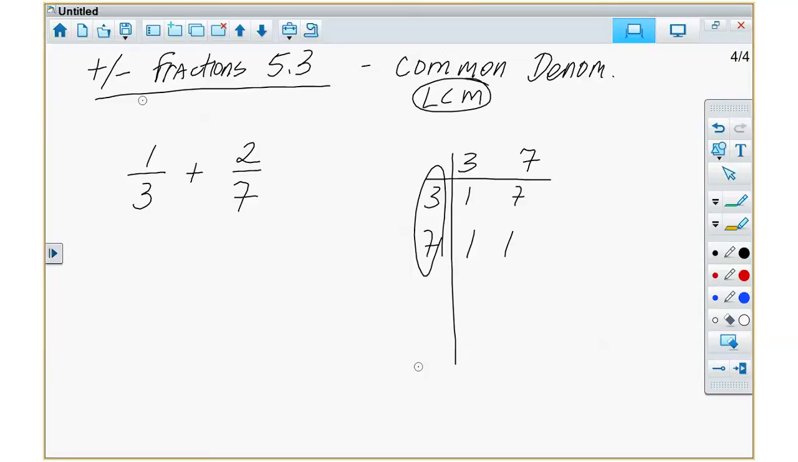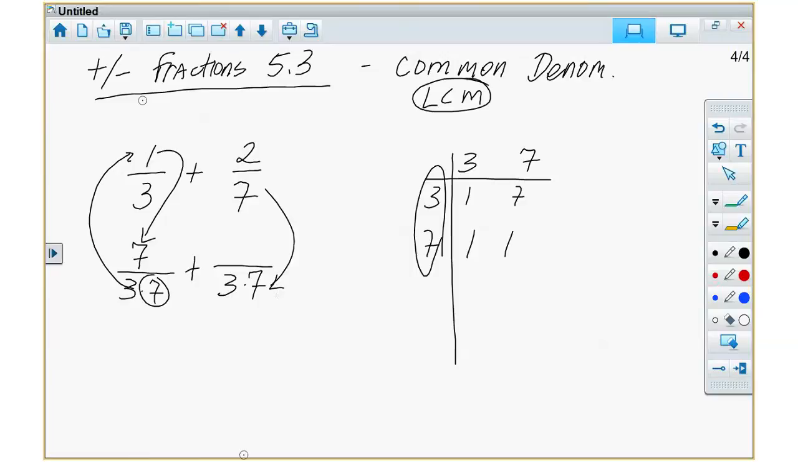Now I'm not going to write it as 21. I'm going to write it as 3 times 7. 3 times 7 is 21, so it doesn't matter. It's the same thing. I'm going to write it as 3 times 7 right here, and 3 times 7 right here. Now, how many times will this go into 3 times 7? That many times. 7 times 1 is 7. How many times will 7 go into 3 times 7? 3 times. 3 times 2 is 6.